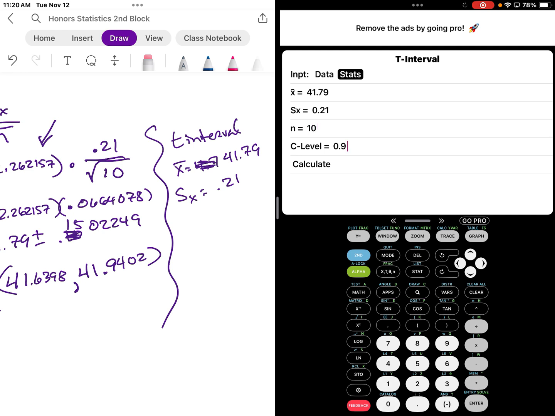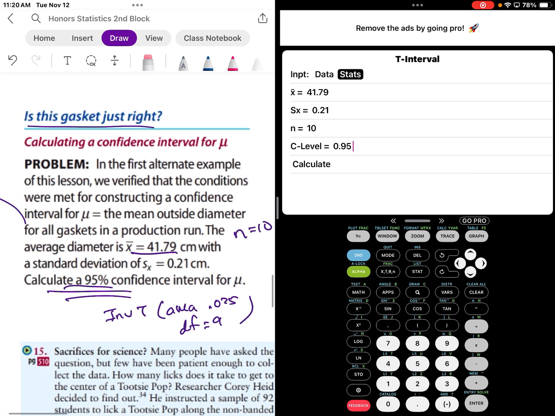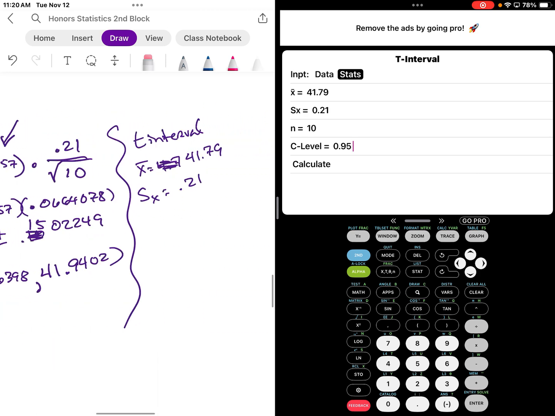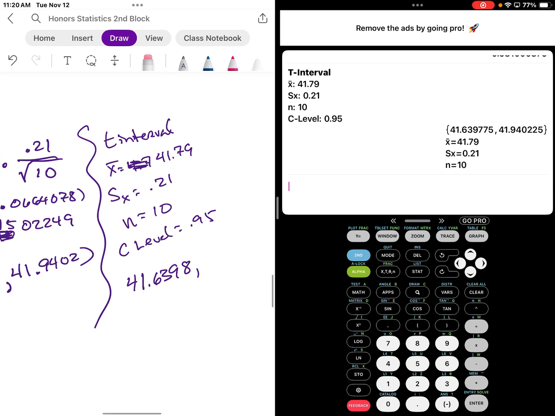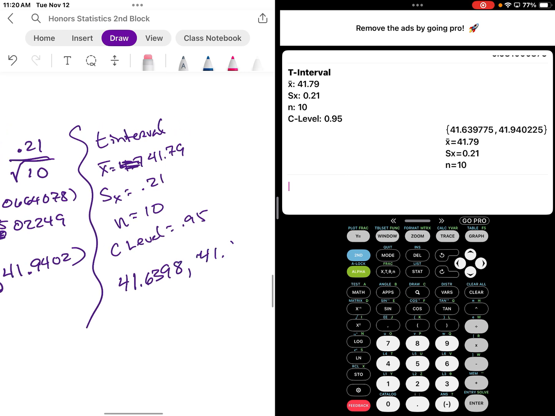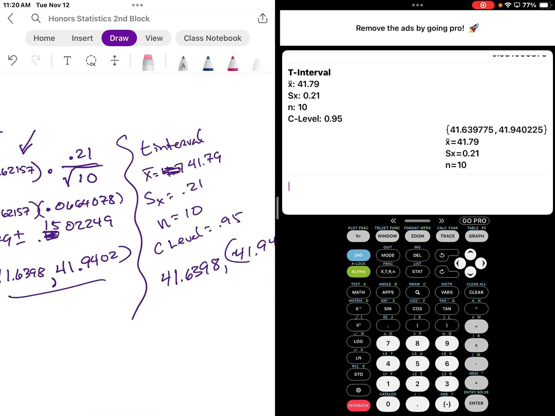Confidence interval for this problem, wasn't it a 95%? Yeah, 95%. So I'd go ahead and type in those things again. N is equal to 10, and my C level is 0.95. Go down to calculate and hit enter, and it gave me 41.6398, comma, 41.9402. Is that the same thing I got by hand? Looks pretty darn good to me. Okay, I got the same confidence interval.